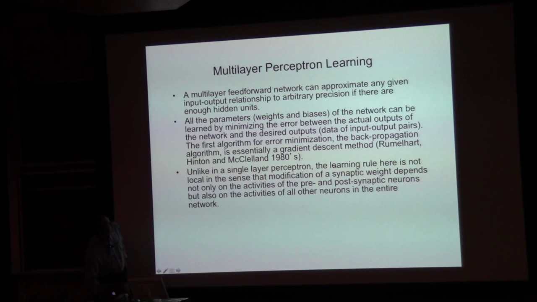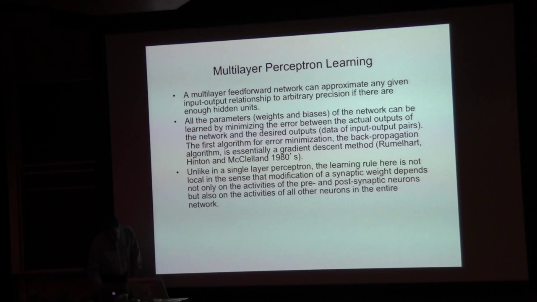So the learning rule is not local in the sense that you modify synapse weights. It's not just the two neurons in question, but the whole network that's actually involved. I'm going to talk about learning rules in a future lecture, and I'll give you more examples then.